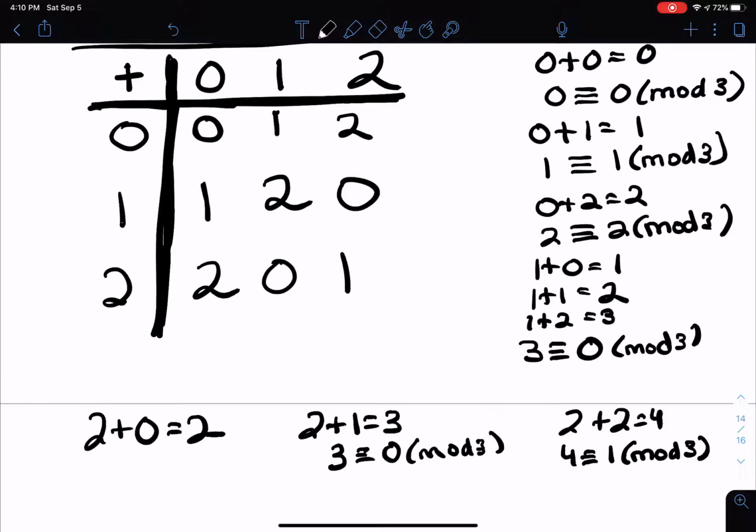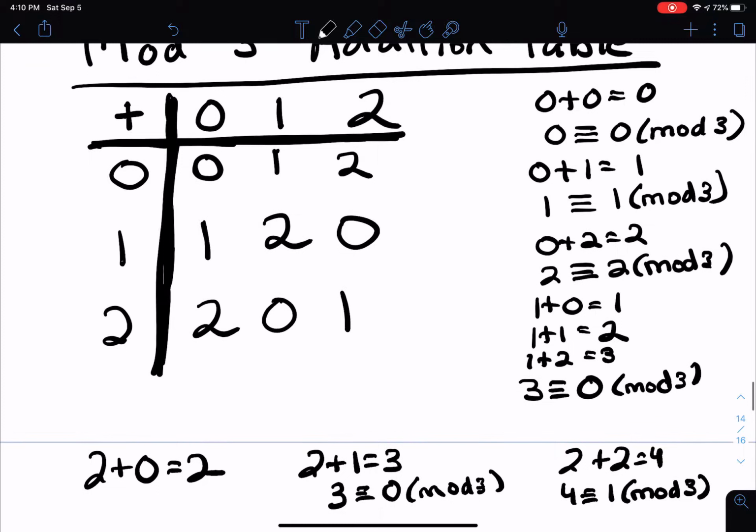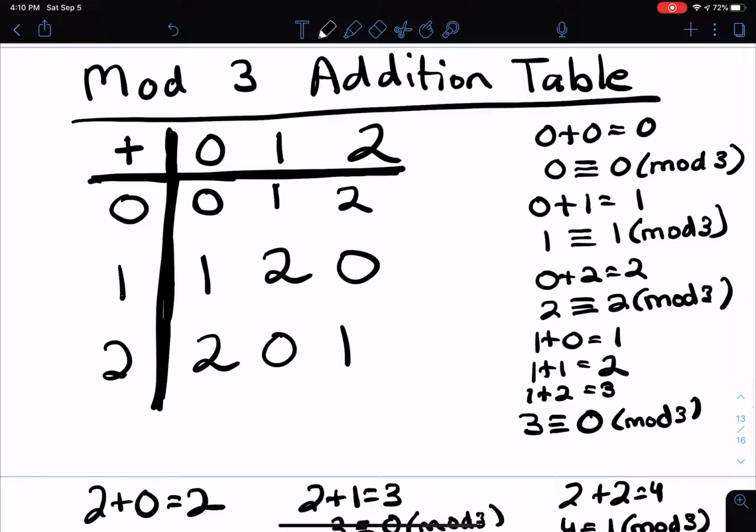All right, so there's our mod 3 addition table. So now you know in modular arithmetic with modulus 3, if you add 0 plus 0, you actually get 0. If you add 2 plus 2, you actually get 1, because of the whole modular thing. In real life, normally you would say 2 plus 2 is 4, but we're talking mod 3, so it would be the remainder 1. Okay, so there's the addition table.